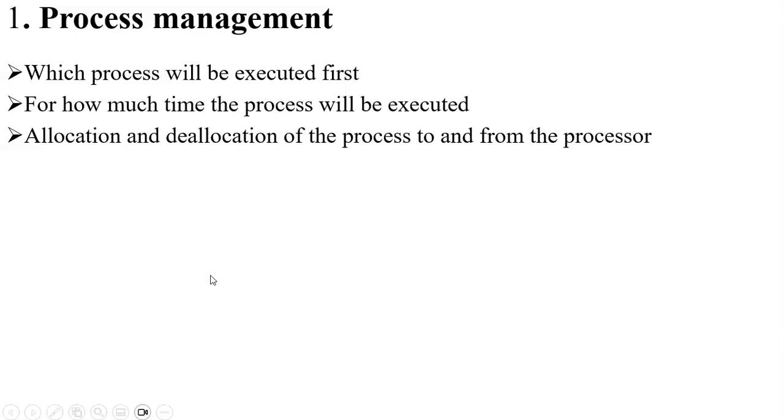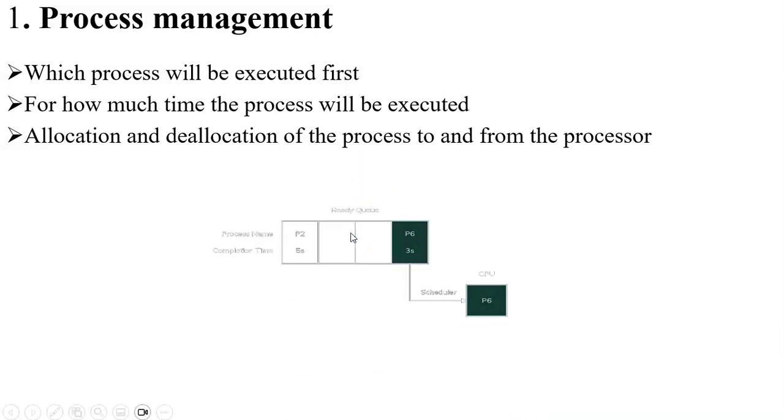What is a process? A process is nothing but an active entity. When a program comes into execution and is brought into the main memory, it becomes a process. Out of multiple processes present in the RAM, which particular process will be executed first? This is one of the functions of operating systems that comes under process management. Then, for how much time that process will be executed, and allocation and deallocation of the process to and from the processor. For a particular process to execute, the CPU must be allocated. So allocation and deallocation of the process is also one of the functions.